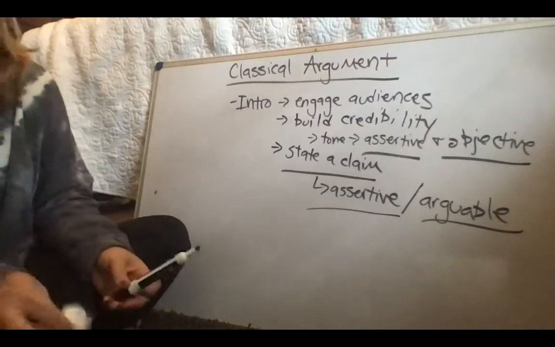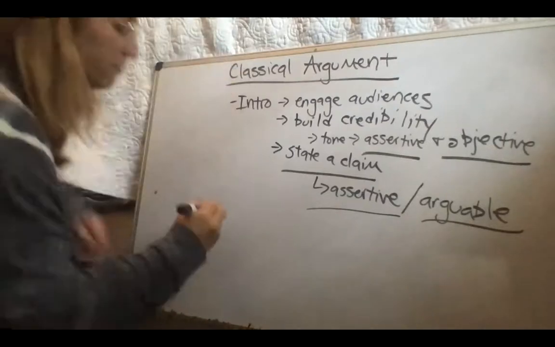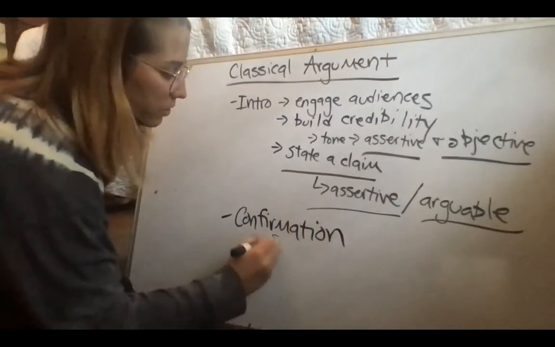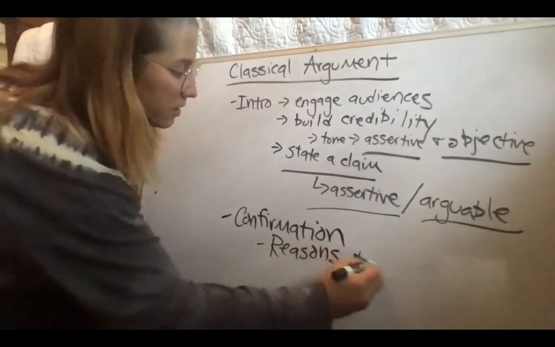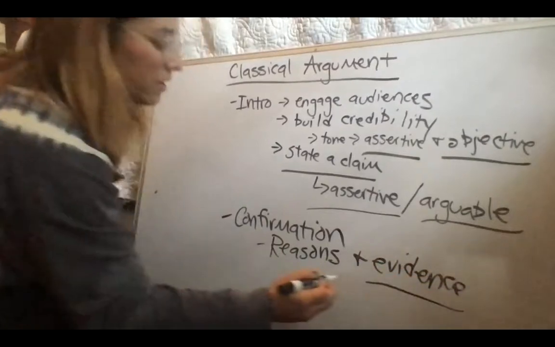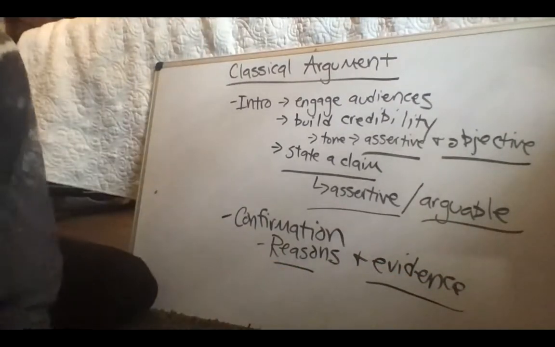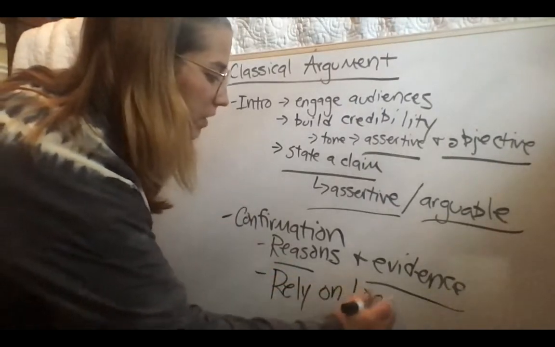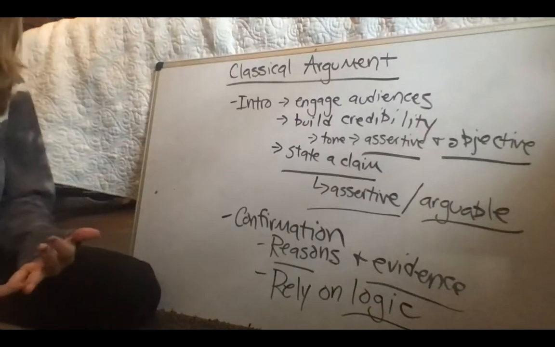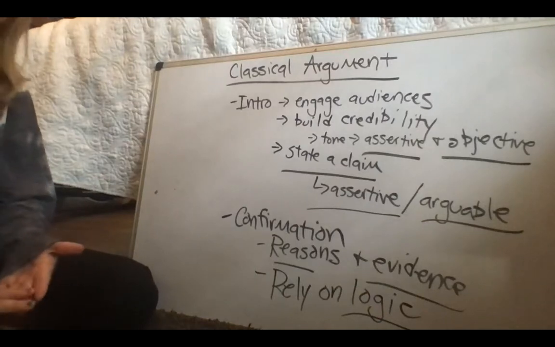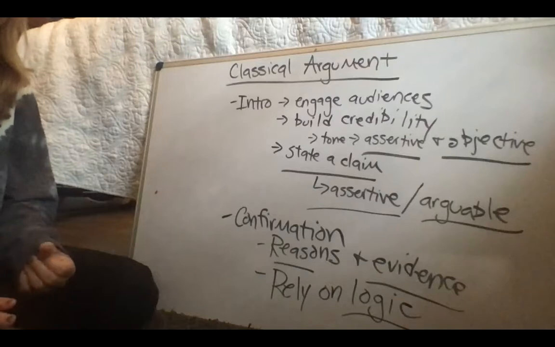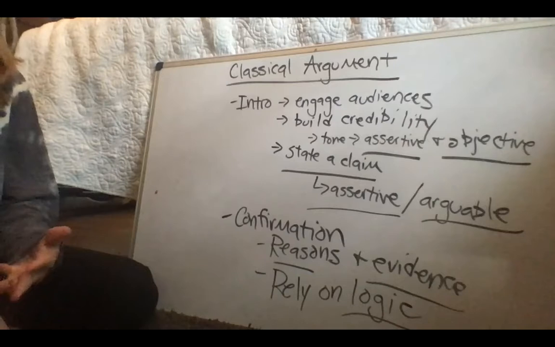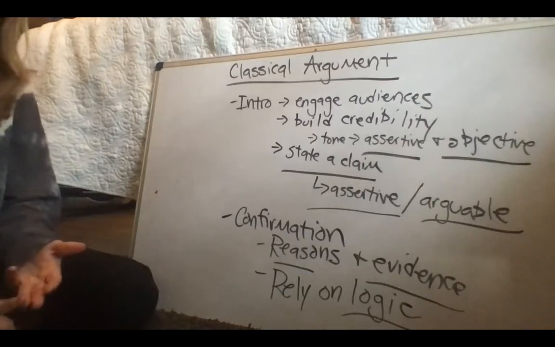When we move past the introduction, then we get to what we call confirmation. This is your evidence, okay? So these are your reasons and evidence. And your reasons and evidence should come from strong, credible sources and should rely on logic, right? So these logical appeals, facts from research, statistics, quotes from authority, quotes from trusted reports. This is essential in argumentation, especially academic level argumentation, but it should be in any.